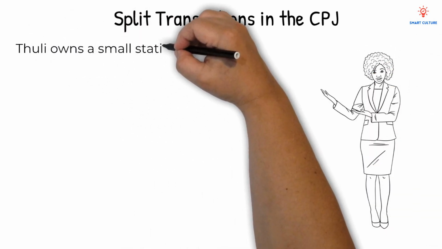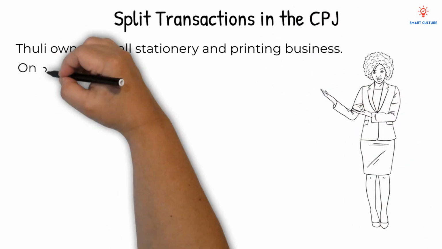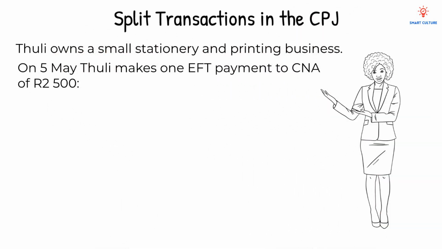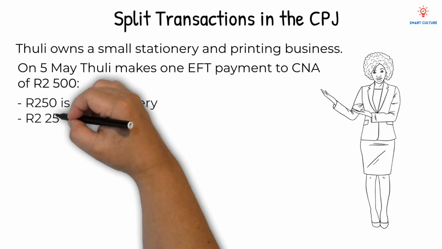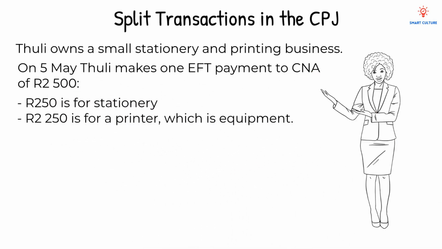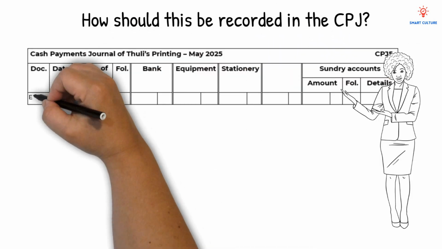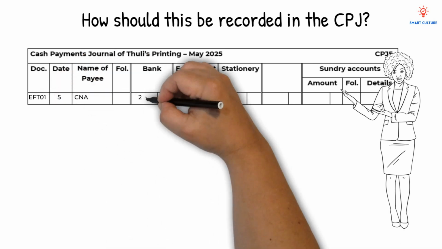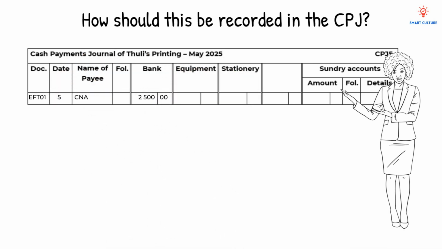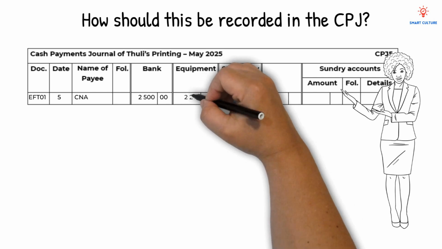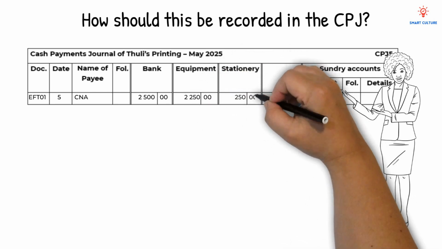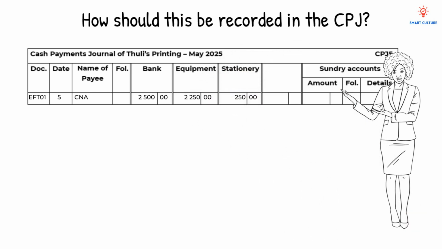On the 5th of May, Tuli from Tuli's Printing paid 2,500 Rand to CNA using an EFT. She bought stationery for 250 Rand and a printer for 2,250 Rand. The printer is equipment. We record the full 2,500 Rand in the bank column because that's the total amount paid. Then we split the expenses. 250 Rand goes to stationery and 2,250 Rand goes to equipment.